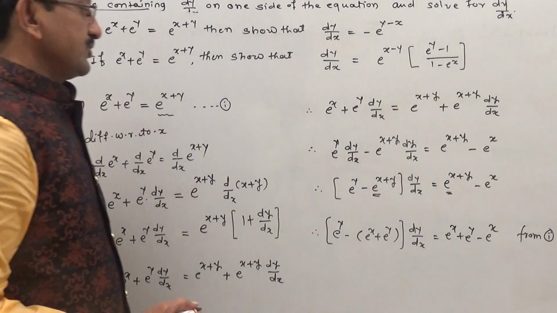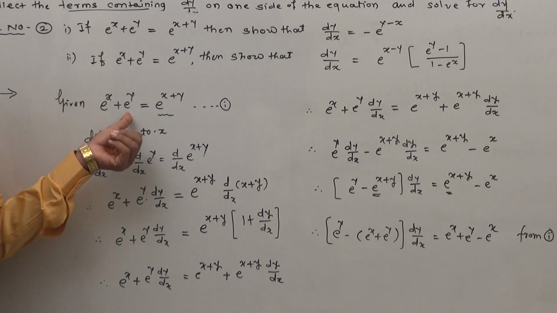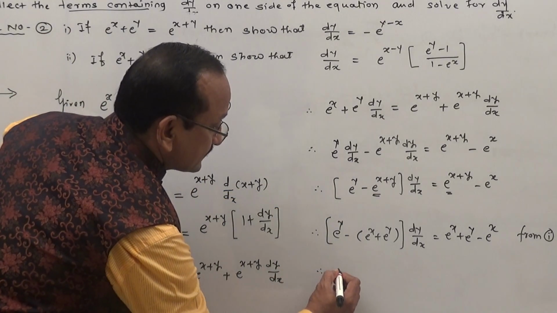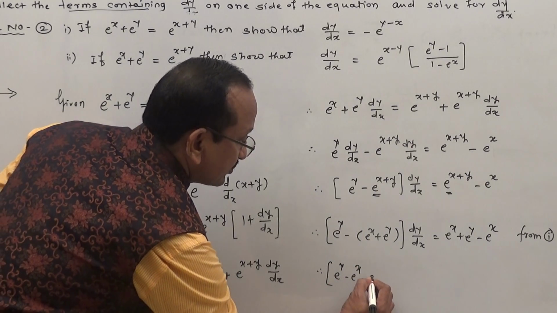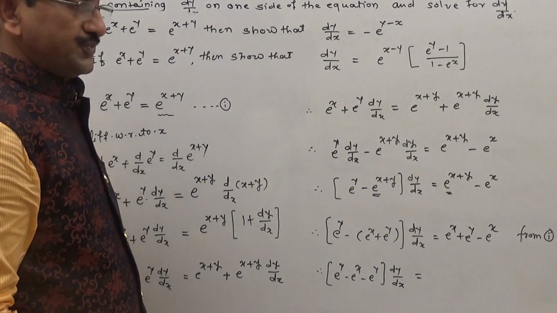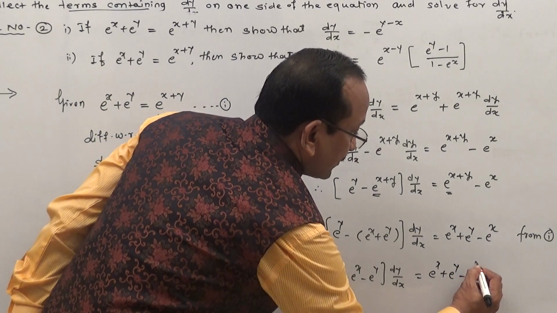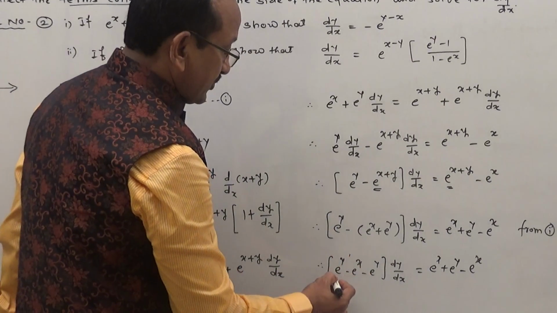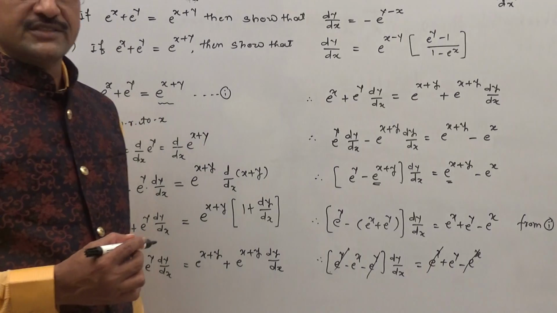Substitute the value of e raised to power x plus y as e raised to power x plus e raised to power y here, and then open the bracket. It is e raised to power y minus e raised to x minus e raised to power y, dy by dx is equal to e raised to power x plus e raised to power y minus e raised to power x. Then what is cancelled? So e raised to power y with e raised to power y, and e raised to power x with e raised to power x are cancelled.